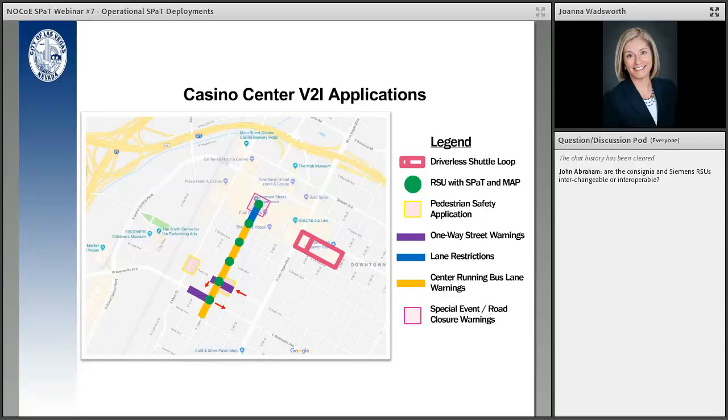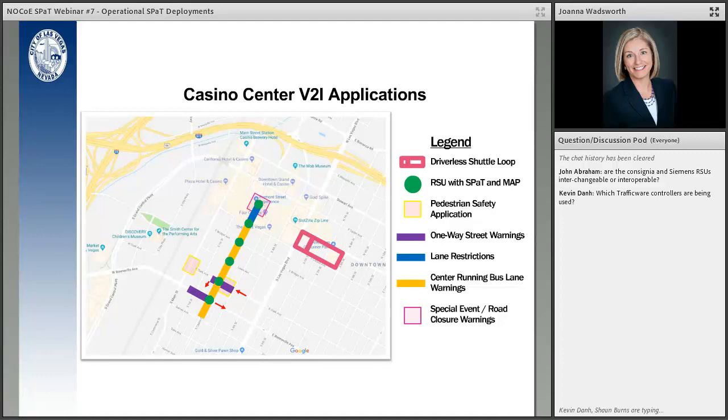On the southern end of the corridor here, too, there are 2 one-way streets. Bonneville is our eastbound one-way street, and Clark is our westbound one-way street. And we see a fairly high number of wrong-way entries that have resulted in collisions, both pedestrian and vehicular. And so we're looking at map messages or basic safety messages to alert folks that there are one-way streets to not enter, and also pedestrian alerts.